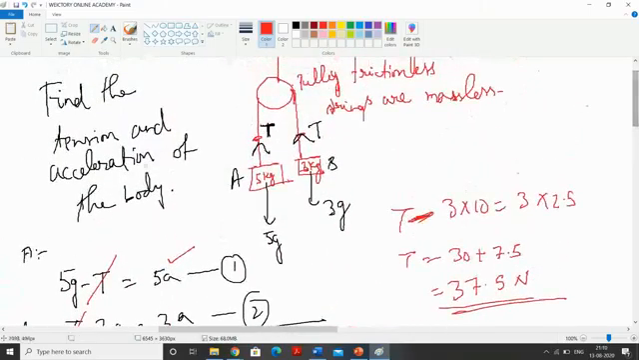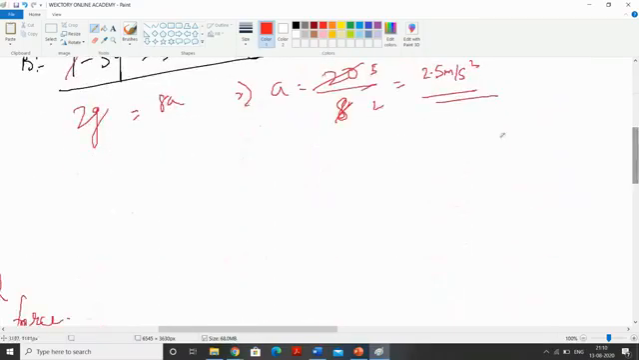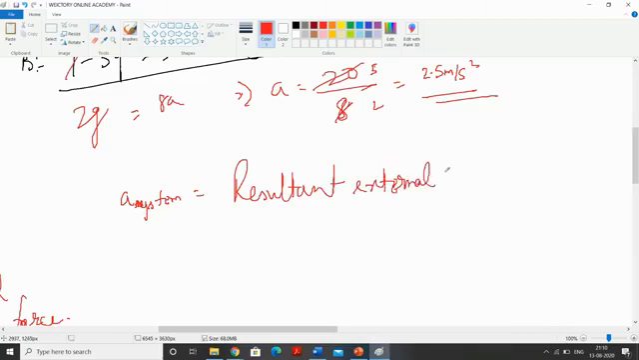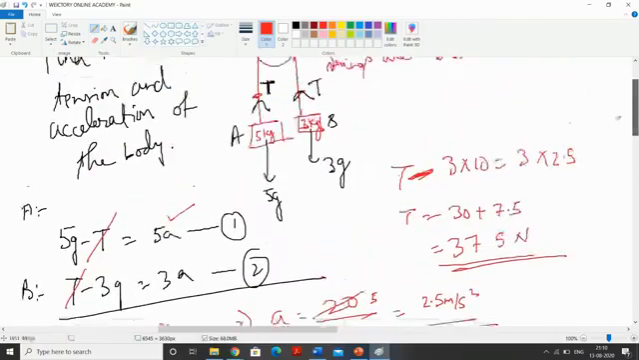There is another way by which we can solve this particular question. If we consider both as a system, tension is the internal force of this pulley system. So if we consider 5 kg and 3 kg as one system, we can find out the acceleration of the system. Acceleration of the system is the resultant external force divided by the total mass.